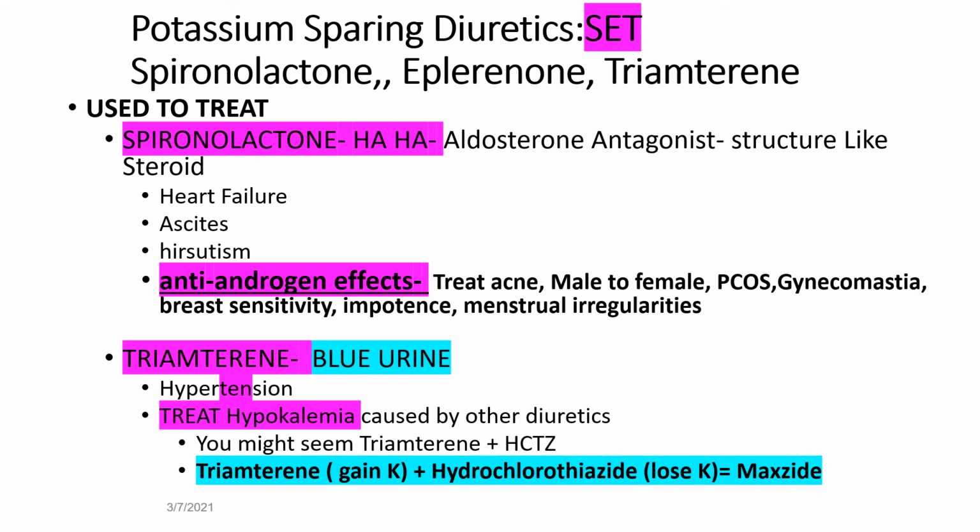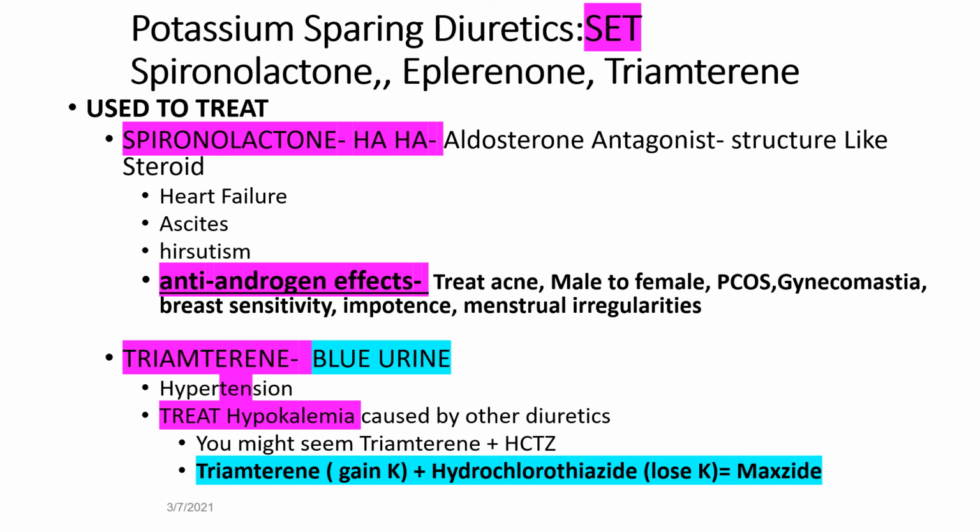Alright. Now we go on to potassium-sparing diuretics. That is, they increase the body's potassium. This is a set. What is the set? Spironolactone, eplerenone, and triamterene. It is used to treat HAHA. This is the mnemonic. What is HAHA? It is heart failure, ascites, hirsutism, and anti-androgen effects. That is, it is used to treat acne, PCOS, gynecomastia, impotence, and menstrual irregularities.